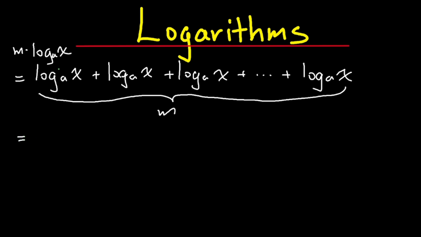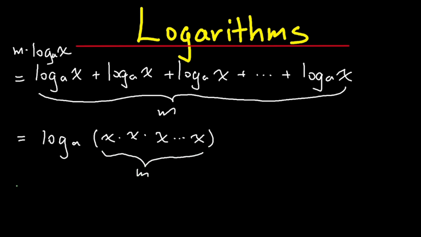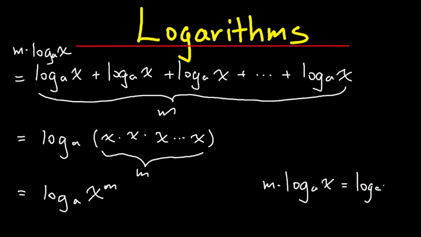And therefore, remember, when we add logarithms with the same base, we can essentially multiply the numbers. So therefore, we're going to get log a of x times x times x, and that is n times. And therefore, this is going to be equal to log a of x to the n. So, writing that out over here, we have m times log a x equals log a of x to the n.